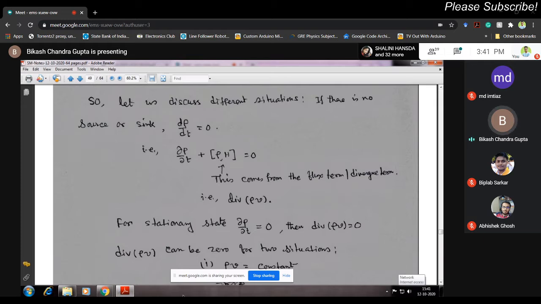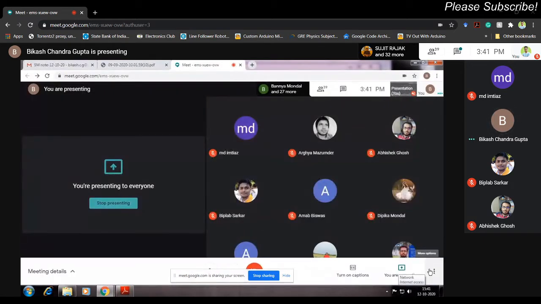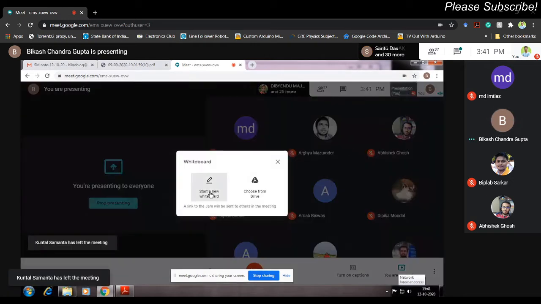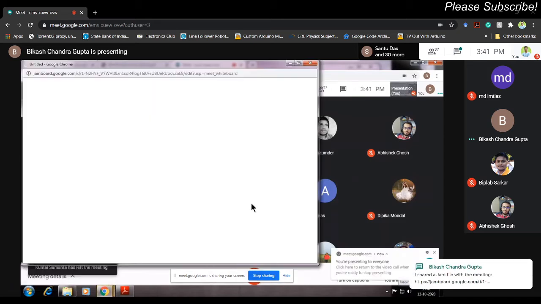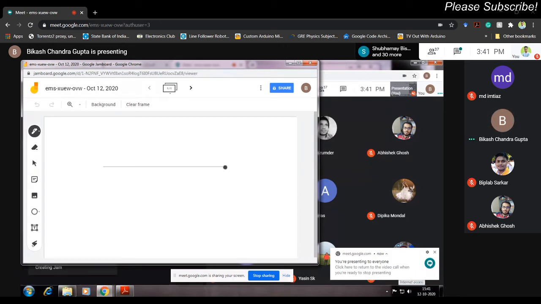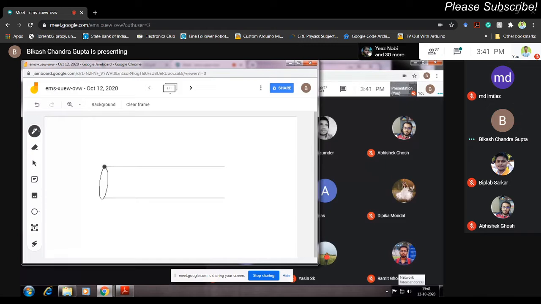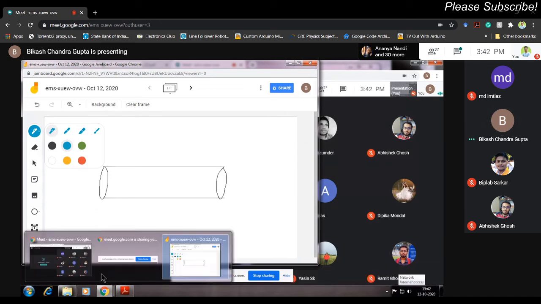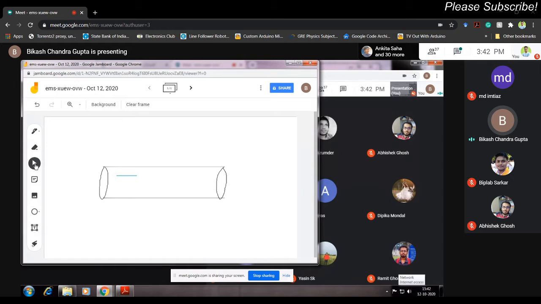Okay, for that, let me go to this whiteboard. Now see, suppose this is one line, and let me have this line. You can have it like this, and you can have it like this. This is kind of a tube. And let's say water is moving this way. One can use the arrow also.